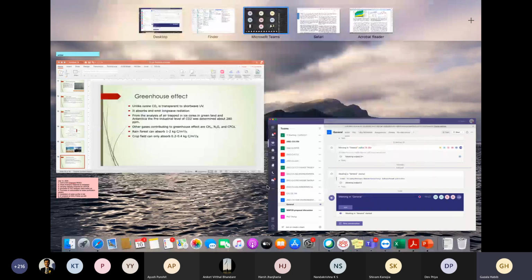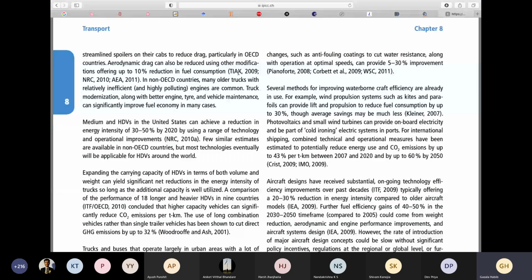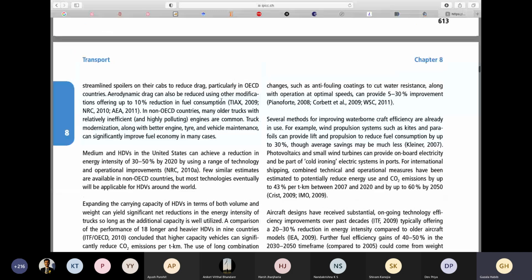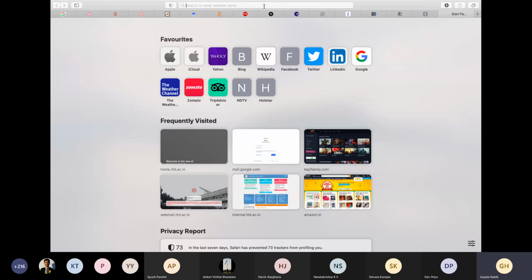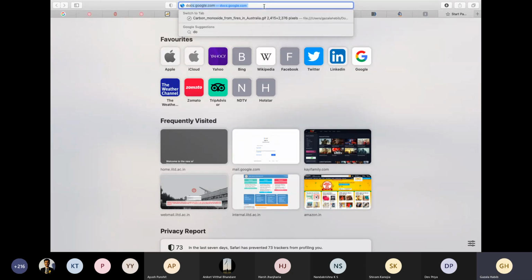Okay, try to find out the paper. And if you are interested, you can think about some kind of new scientific argument related to this. Okay. Any other question?